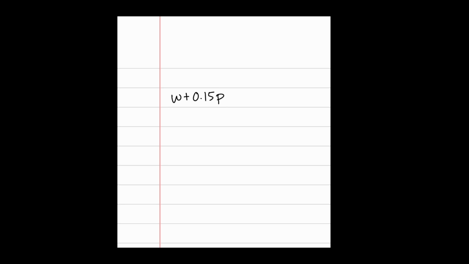Their goal is that their total should be between 2 times the monthly retainer fee and 5 times the monthly retainer fee, right? So their total is between 2W and 5W. Okay, now we just said that their total amount that they're earning is W plus 0.15P, right? So I can say that 2W is less than or equal to W plus 0.15P, which is less than or equal to 5W.